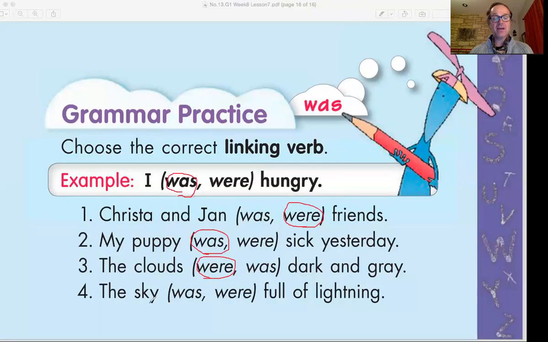The sky was full of lightning. The sky were full of lightning. There's only one sky and it was full of lightning. So let's put that in. There we have it. Is that what you did too?